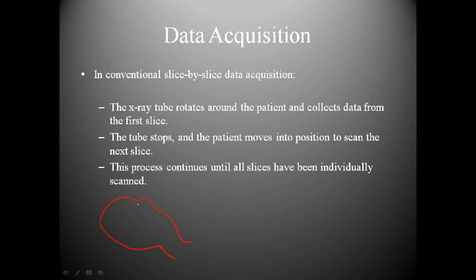And so let's say that we start here. This will be slice number 1. And then after slice number 1, the tube is going to stop rotating. The patient table is going to move to the next location of the slice, and then we're going to have another scan. And it's going to keep doing this: stopping, patient table moving, and then scan, the tube stopping, patient table moving, scan with the tube moving until all the slices have been individually scanned.